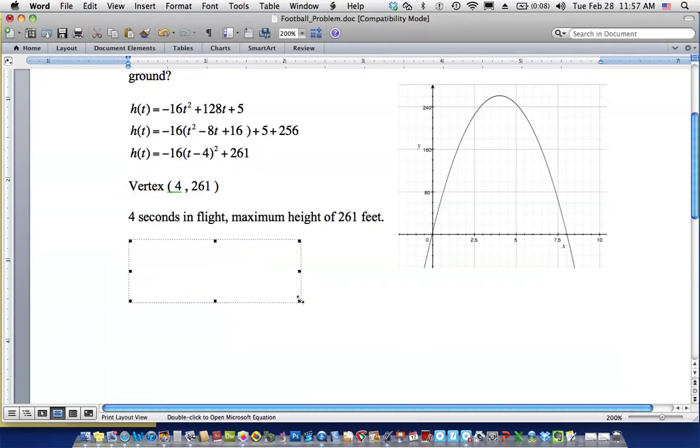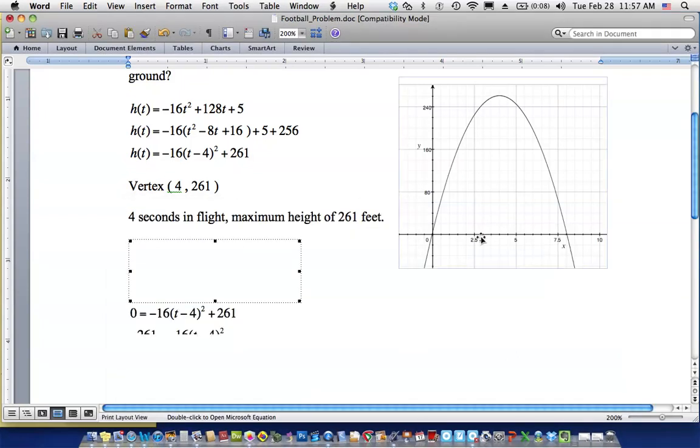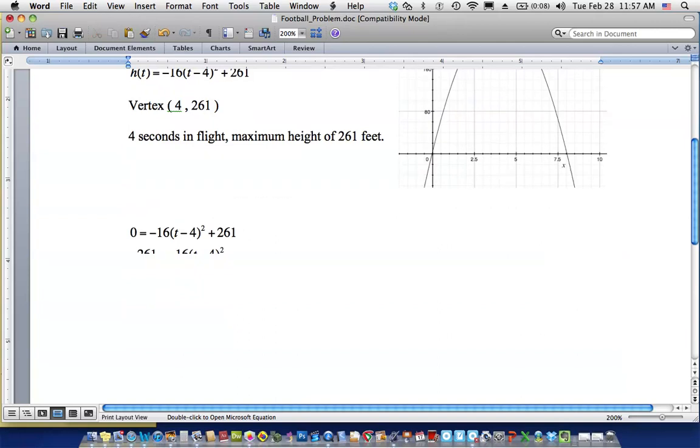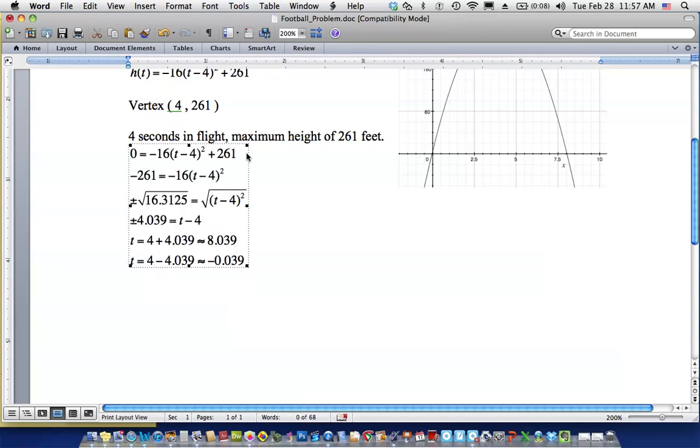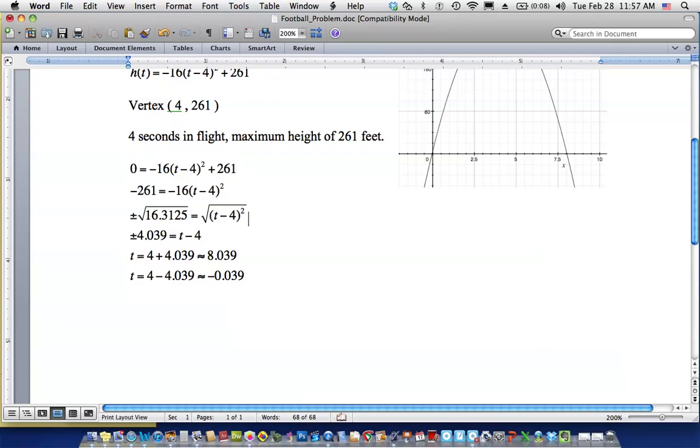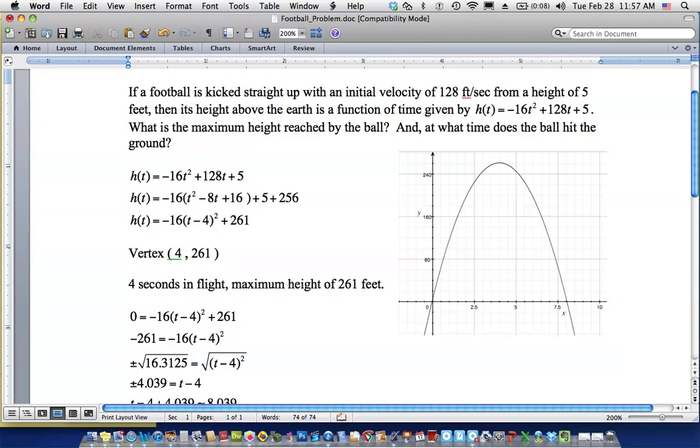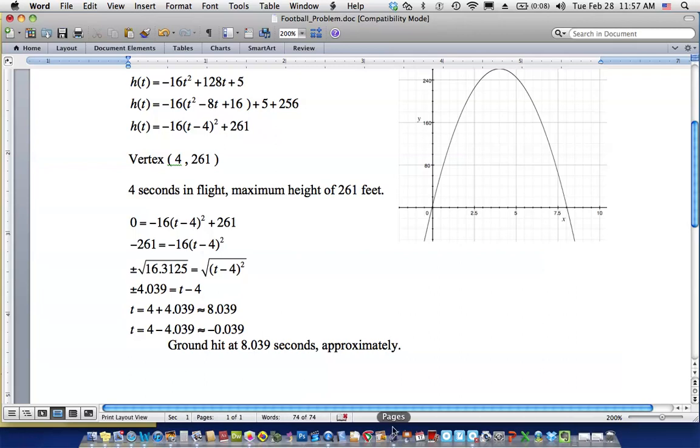So what this means is that when it hits the ground, it's going to be at 8.039 seconds. Okay, so it's going to hit the ground at 8.039 seconds. So you can put that here: ground hit at 8.039 seconds, approximately. Okay, I hope that's helped you to understand this function and this problem. Thank you.